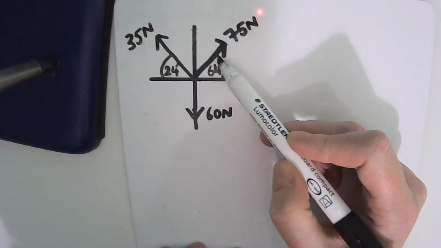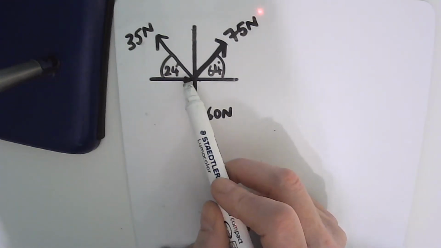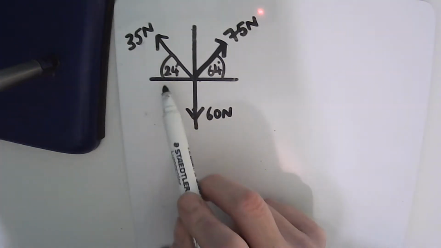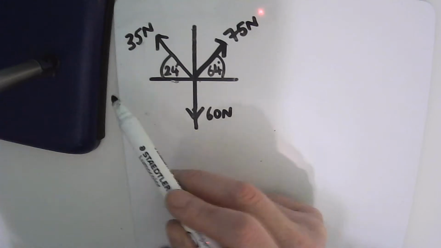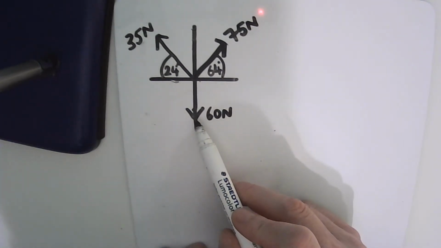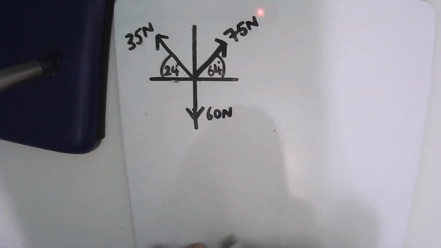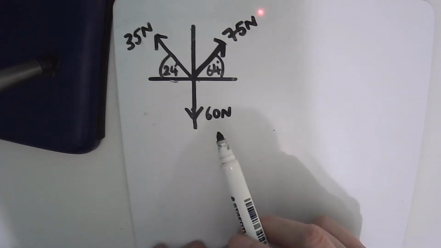at 65 to the horizontal in positive direction, and then we have the force of 35 newtons acting at an angle of 24 degrees to the horizontal, pointing towards the negative direction, and then we have 60 newtons which is acting downwards on our axis. Okay, so we're going to try and find the magnitude and direction of the resultant force of this.